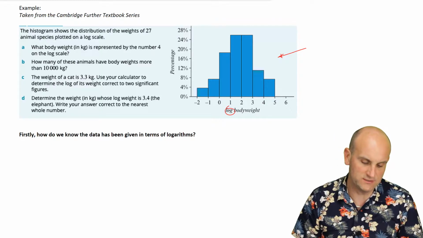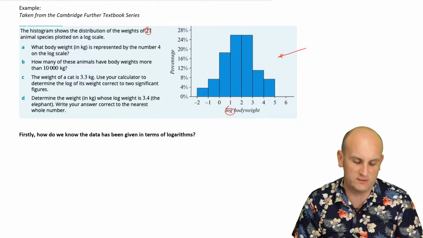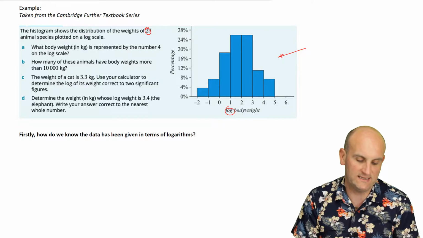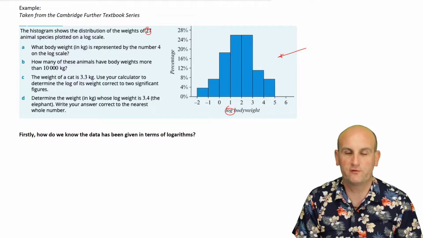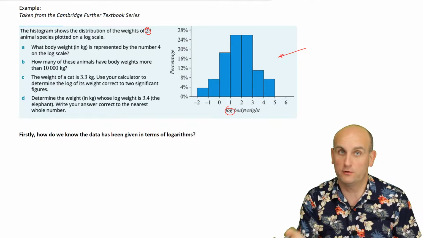The histogram shows the distribution of the weights of 27 animal species plotted on a log scale. What body weight in kilograms is represented by the number 4 on a log scale? So they're saying to me, 4 is my log. How do we go from logs to ordinary?